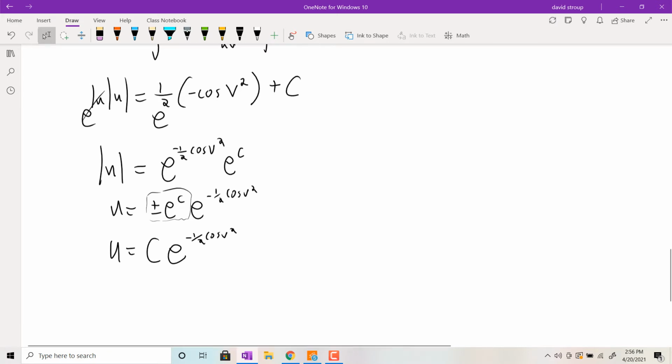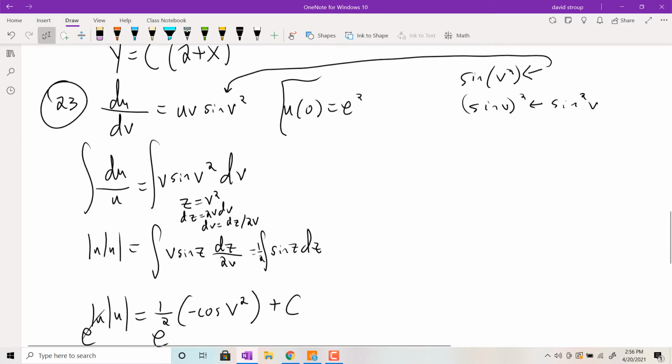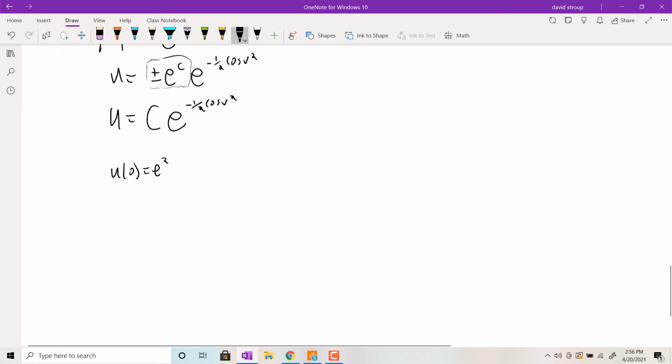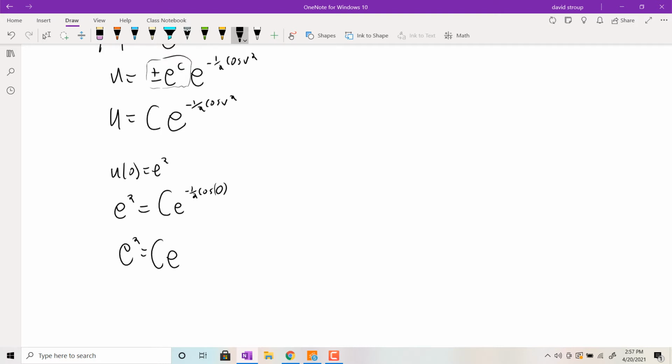For the particular solution, we need to use our initial value, which is given. U of 0 is e squared. So I plug in e squared for u and plug in 0 for v. Cosine of 0 squared is just cosine of 0, which is 1. 1 times negative 1/2 is negative 1/2. Multiply both sides by e to the 1/2. And you get c equals 2 plus 1/2, which is 4/2 plus 1/2, which is 5/2.